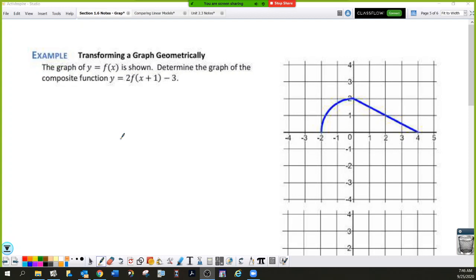So right here, I drew some generic random piecewise function. It's a piece of a circle and piece of a straight line. I'm telling you that is f of x. And what I want to do is transform it according to 2f of x plus 1 quantity minus 3. That is 3 transformations. Which one of those 3 transformations do you think we should do first?